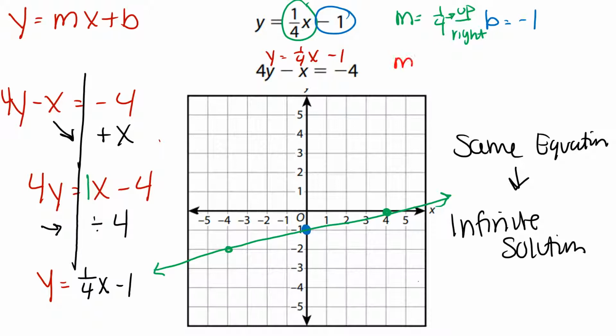For the second equation, our slope, again, is the 1/4 x, and our b value is the minus 1. When we graph it, we graph the minus 1 first because it's our y-intercept, and we graph it on the y-axis. Our slope is a positive 1/4, meaning we go up 1 and right 4. And so when we place our points and draw our line, it ends up being the same line. The same line represents an infinite solution.